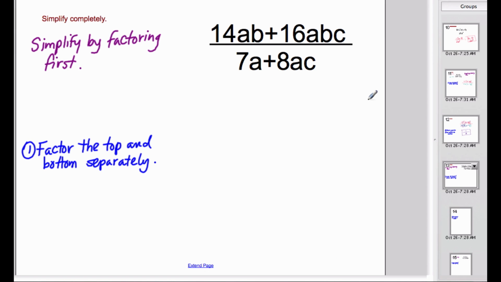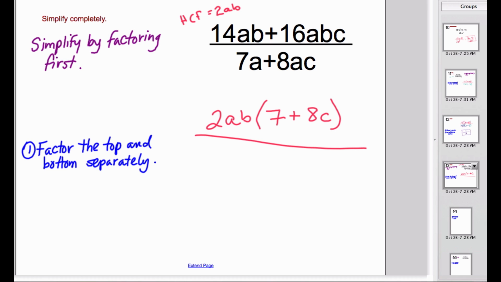Okay, in our next problem here, again, we want to look at the HCF for the two different pieces. So in our numerator, we have an HCF that's both a numerical value from the coefficients, we can divide a 2 from both of those, and we also have an a and a b that can be divided out. So when we have 2ab as our HCF, that leaves 7 when we divide out 2ab plus 8c in our numerator. And then in our denominator, our HCF is only the variable a. And when we divide out a, it leaves behind the quantity 7 plus 8c.